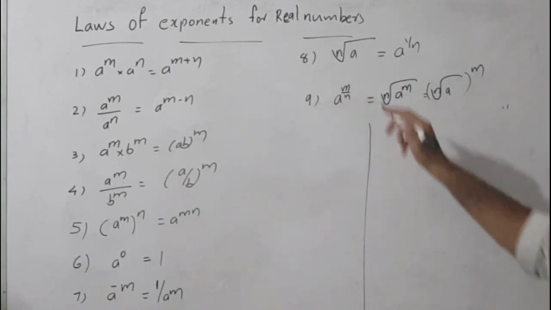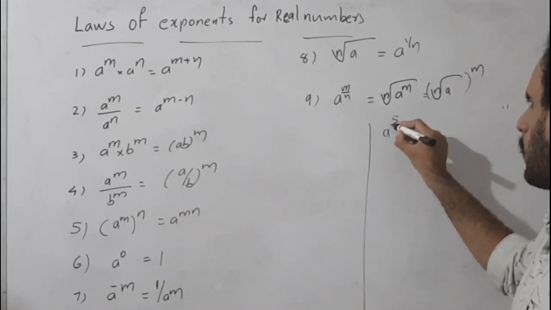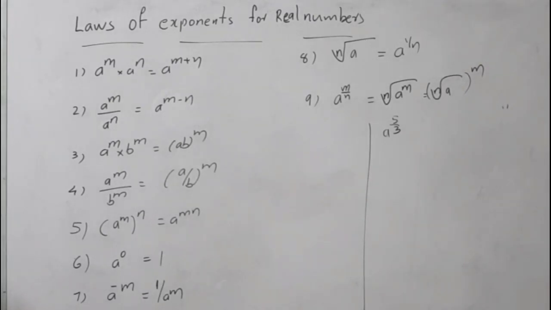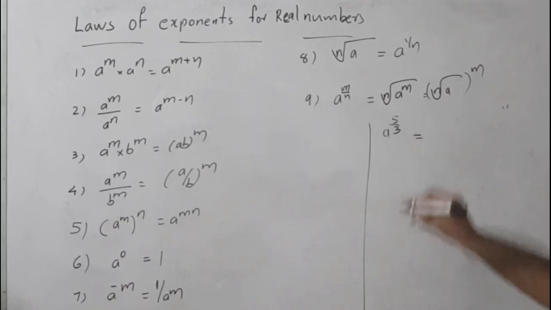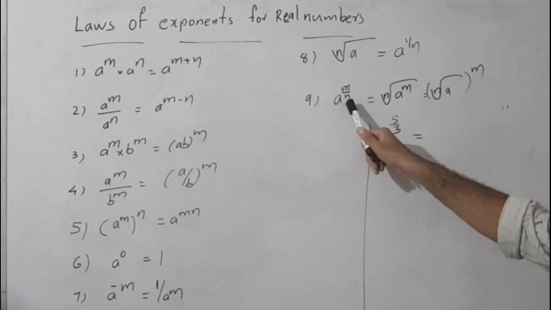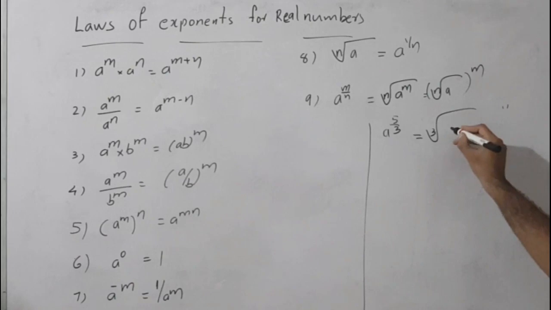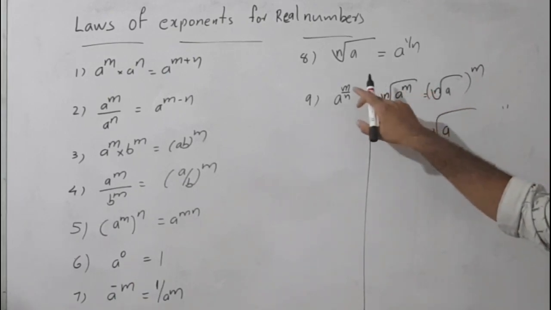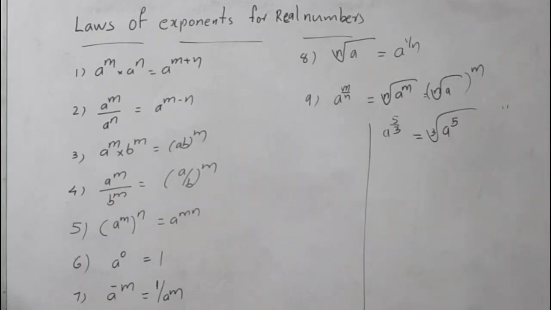So a raised to m by n. For example, a raised to 5 by 3. Then how to represent it by the law? By law, it is equal to nth root of a raised to m. That means nth. What is n here? Here it is 3. Then cube root of a raised to, what is m? m is 5. Then a raised to 5. Then how do we write? Cube root of a raised to 5.